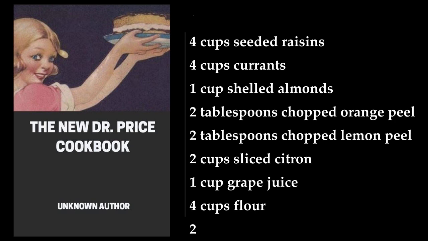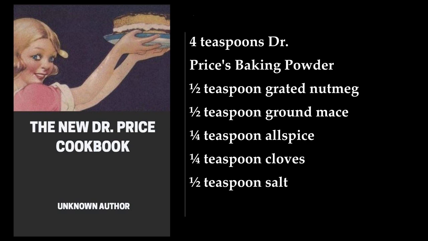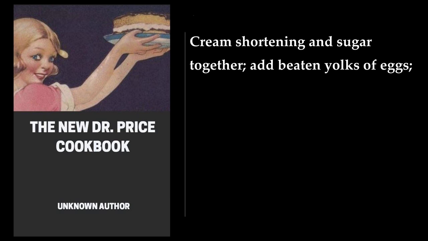4 cups flour. 2 teaspoons cinnamon. 4 teaspoons Dry Prices baking powder. 1/2 teaspoon grated nutmeg. 1/2 teaspoon ground mace. 1/4 teaspoon allspice. 1/4 teaspoon cloves. 1/2 teaspoon salt. Cream shortening and sugar together, add beaten yolks of eggs.